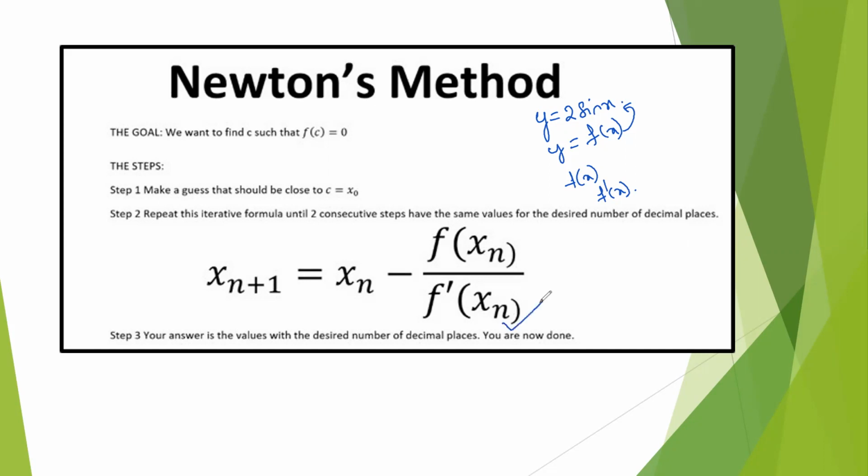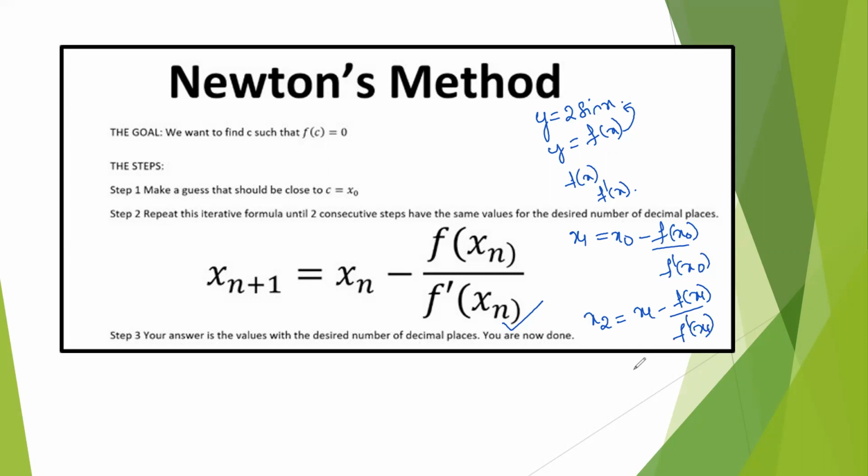That is nothing but x_{n+1} = x_n - f(x_n)/f'(x_n). If you put n equals 0, then what happens? x1 = x0 - f(x0)/f'(x0). Similarly, x2, if you put n equals 1, then what happens? x2 = x1 - f(x1)/f'(x1).